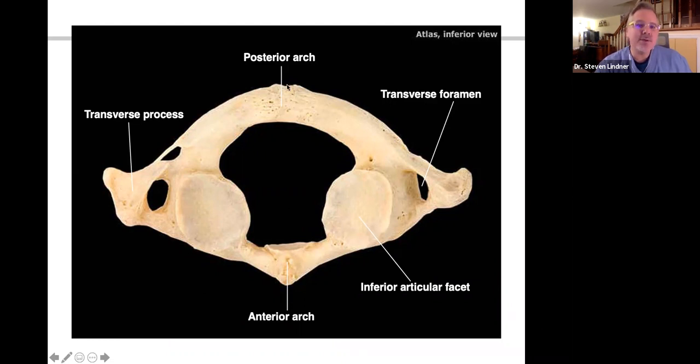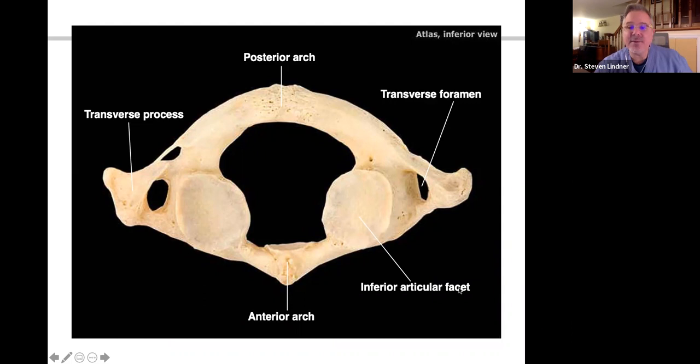Now, usually on the posterior portion there's going to be a spinous process. There is no spinous process on the atlas. There is a transverse process, though, and in the transverse process there's a hole called the transverse foramen. Very important, because an artery that goes up to the brain, the vertebral artery, goes through the transverse foramen of C1 through C6. This is looking at the vertebra from underneath, so we're looking above it, looking up.